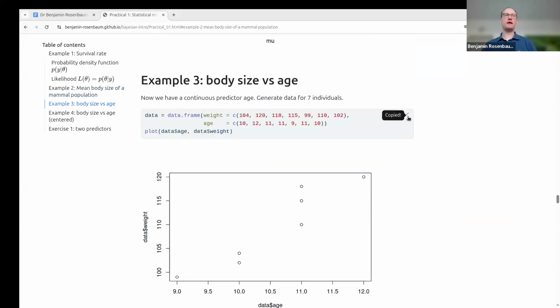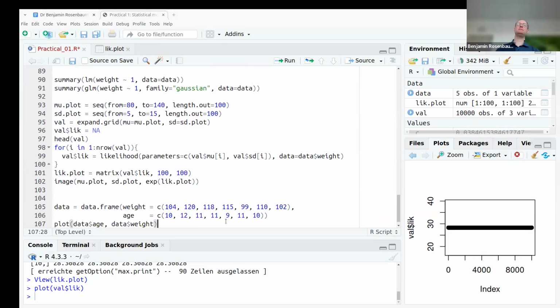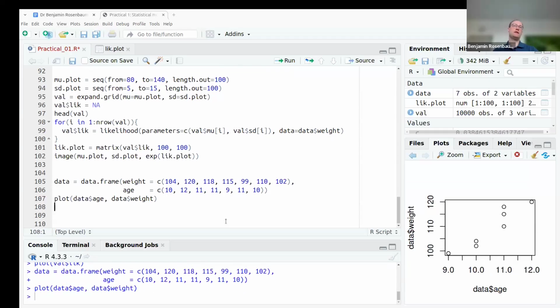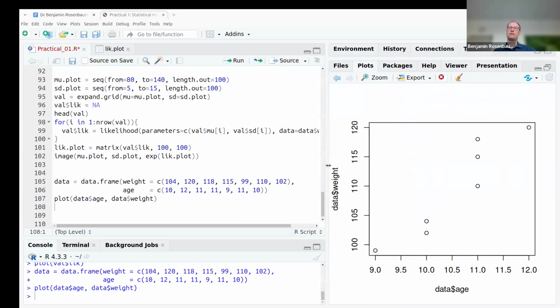We can go one step ahead and now do a proper statistical model where we also have a predictor. And we want to estimate a classical linear regression model here. It's the same data, but now we have a predictor, which is age. That's why we have weight in dependence of age, and we just want to estimate the best relationship, or the most probable relationship, for intercept, slope and standard deviation.